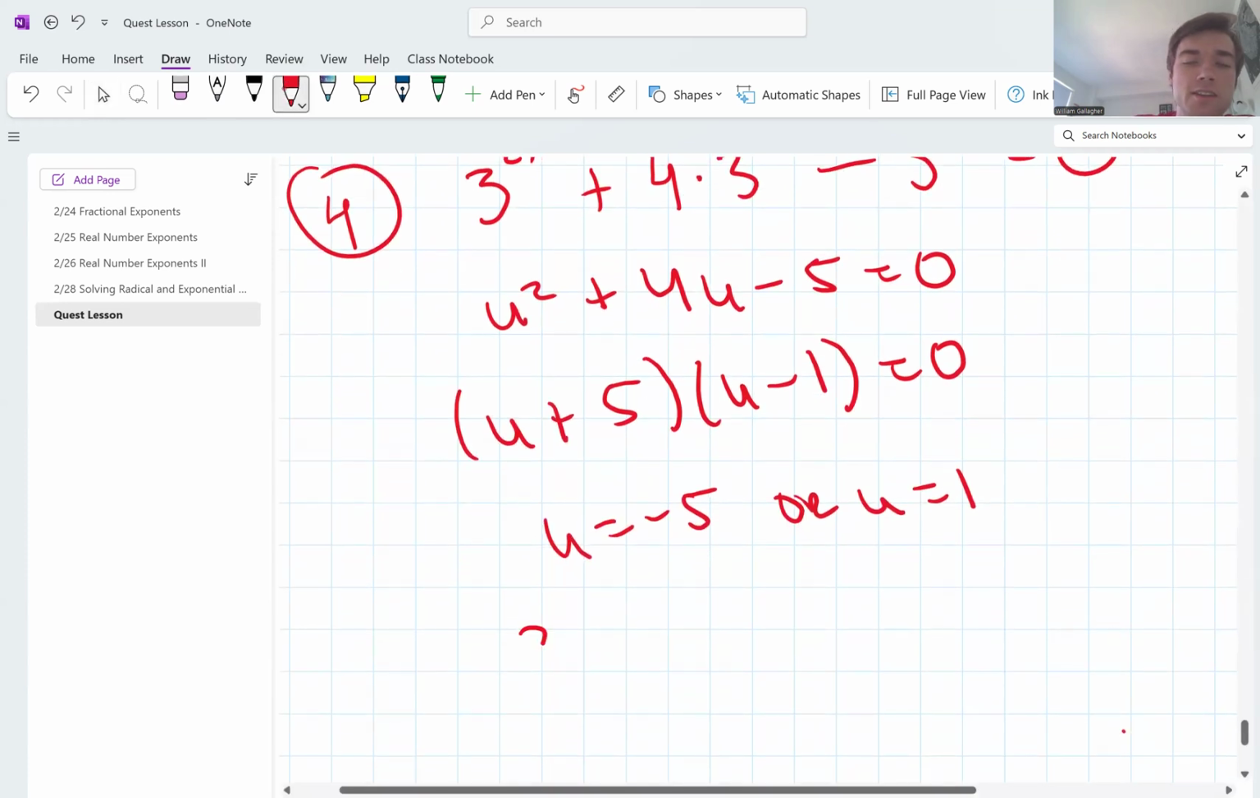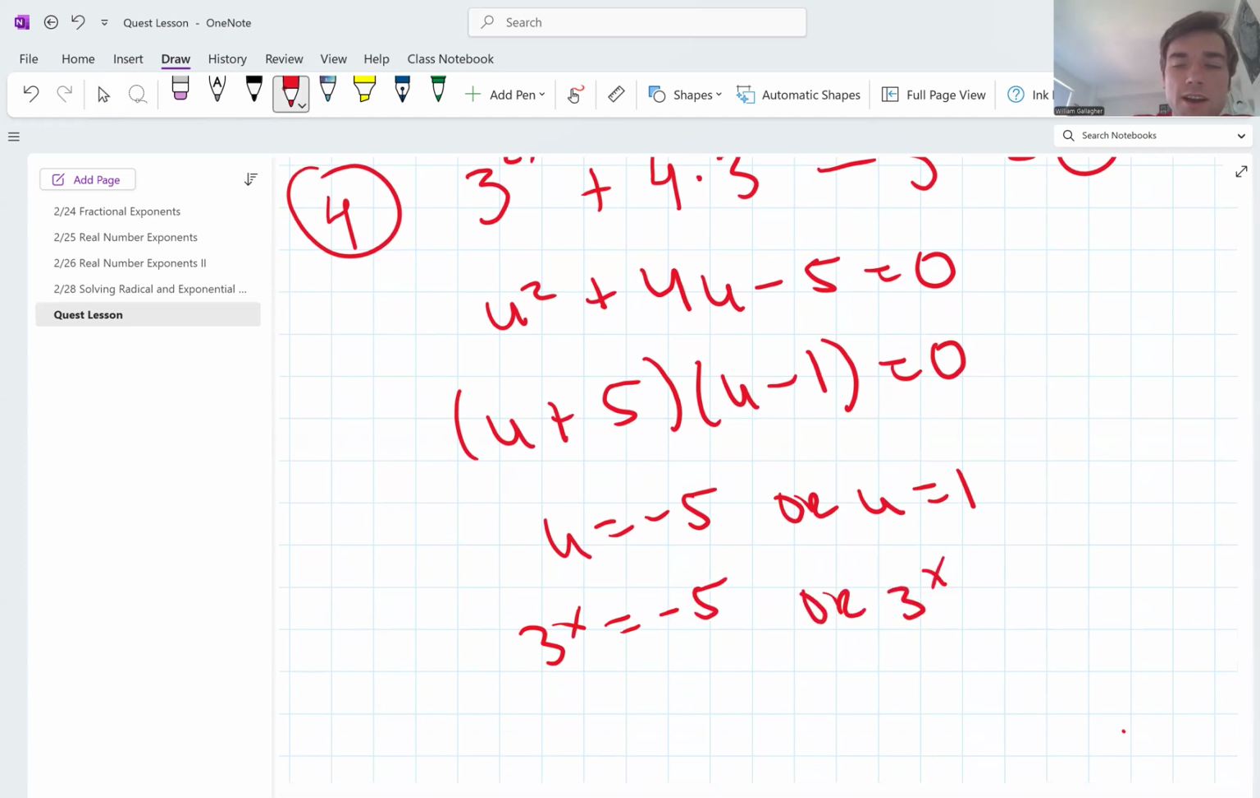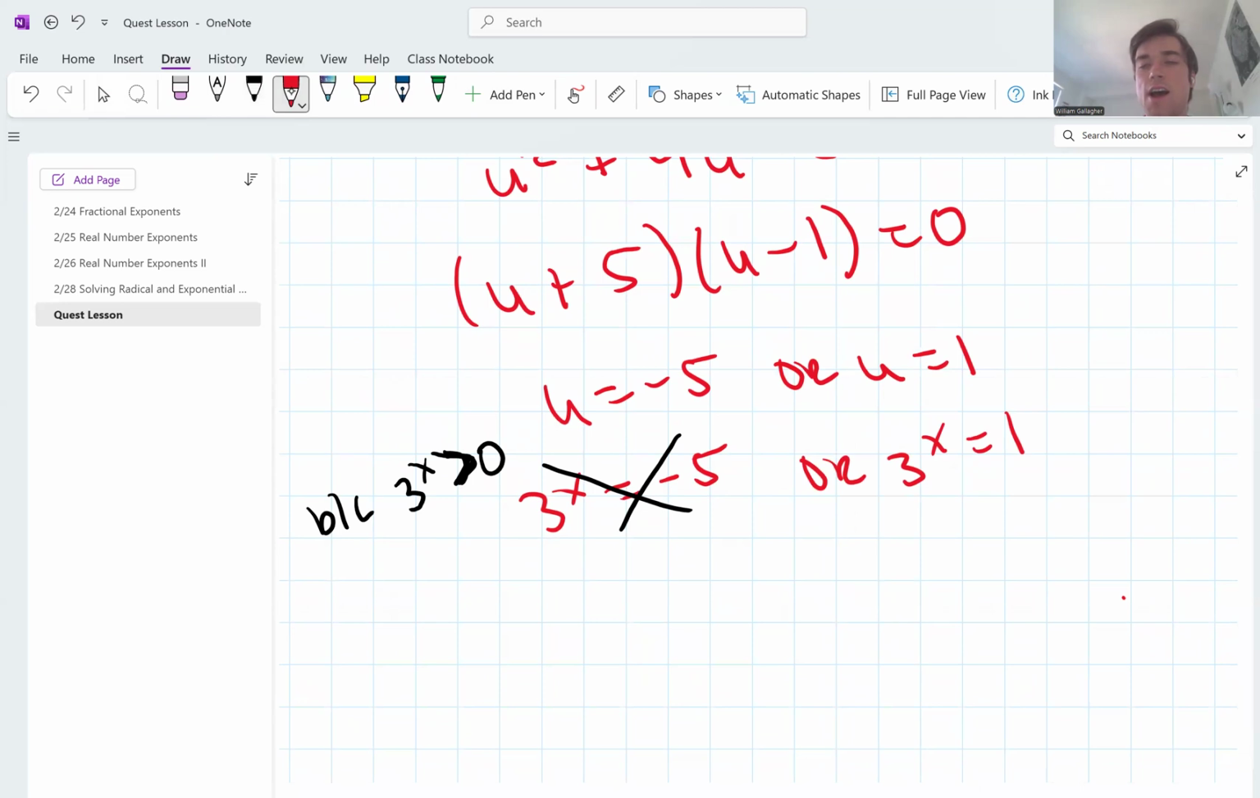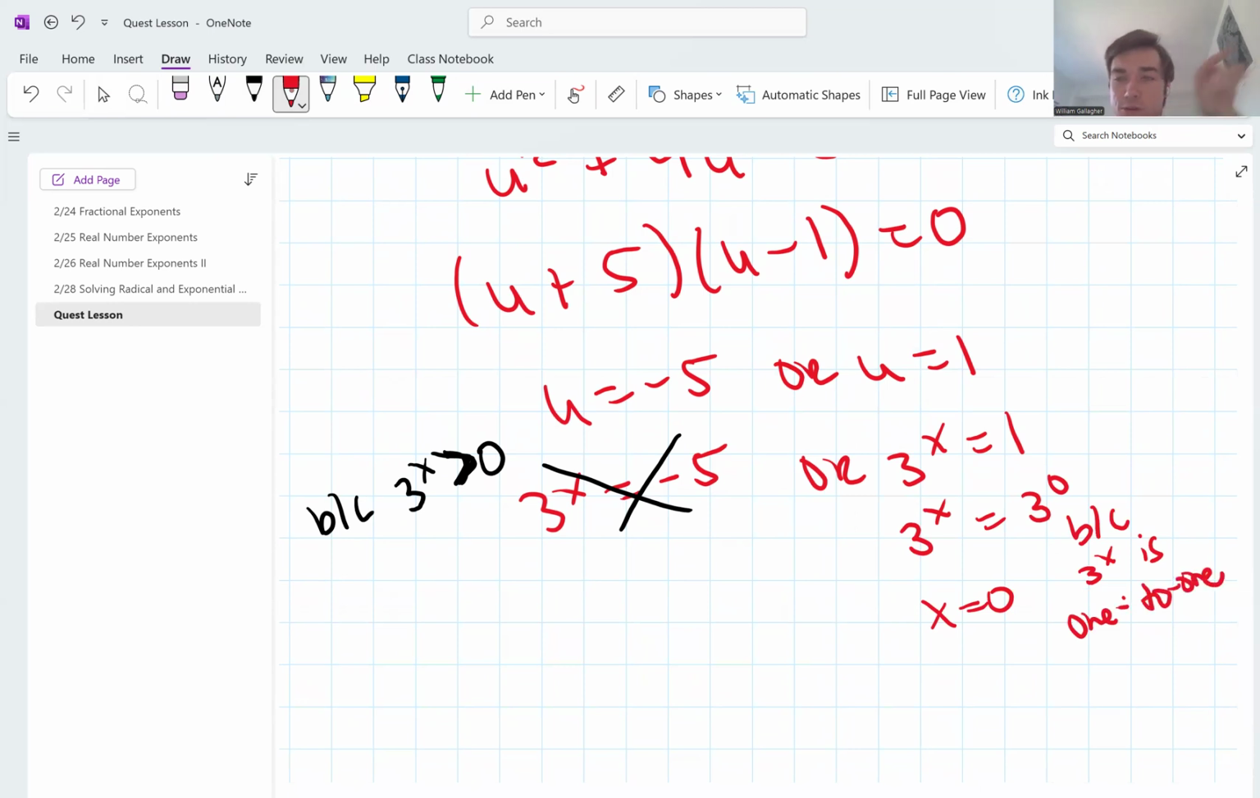And so I'll now say that 3 to the x is equal to negative 5, or 3 to the x equals 1. That's never going to be true, because 3 to the x is strictly greater than 0. And this one, we can rewrite 1 as 3 to the 0th power, and so x must equal 0. And again, we can do that because 3 to the x is one-to-one. Okay. Again, hopefully you caught the solution that doesn't work.